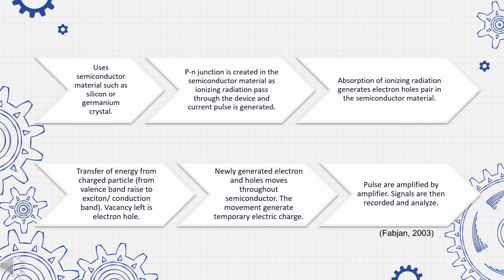The pulses are then amplified by the preamplifier. The electronic pulse will be amplified by increasing the signal-to-noise ratio. The signals are then recorded and analyzed.